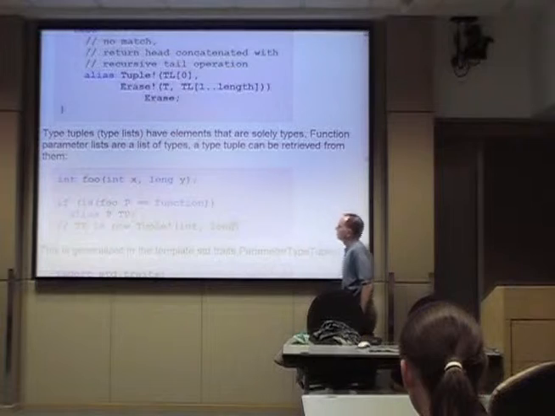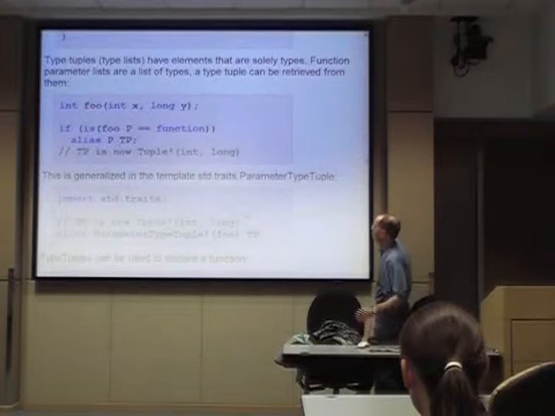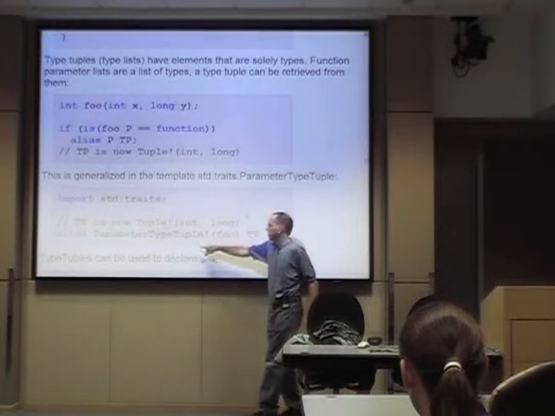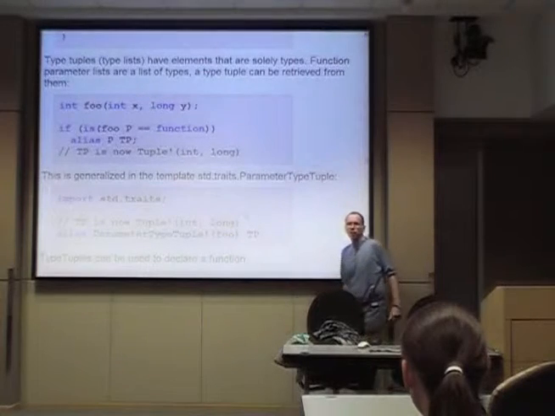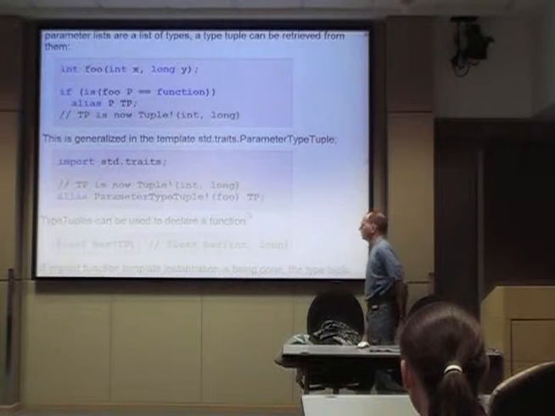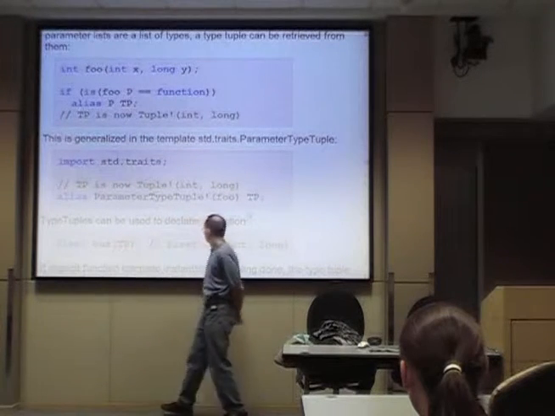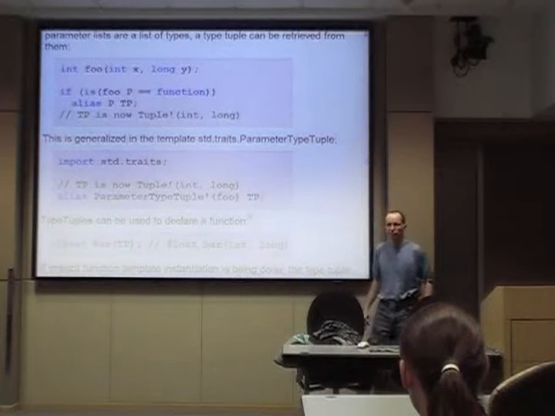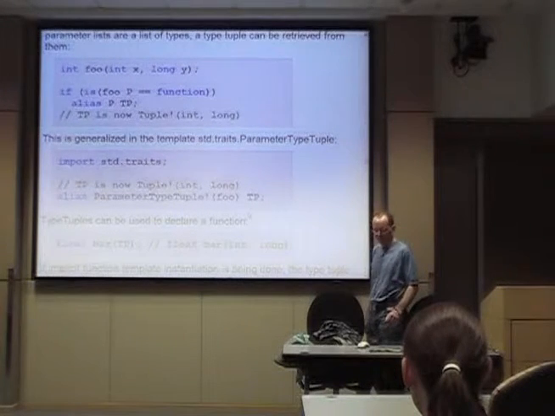So this is actually encapsulated into a template because it is kind of ugly syntax, where I can just go alias ParameterTypeTuple, this is part of the standard library, bang, pass it the name of my function, and I get a tuple of the parameter types of the function. And we can use them to declare another function. So now I can go float bar with my tuple, and I've declared a function which has those parameters. What this actually is, is compile time reflection.